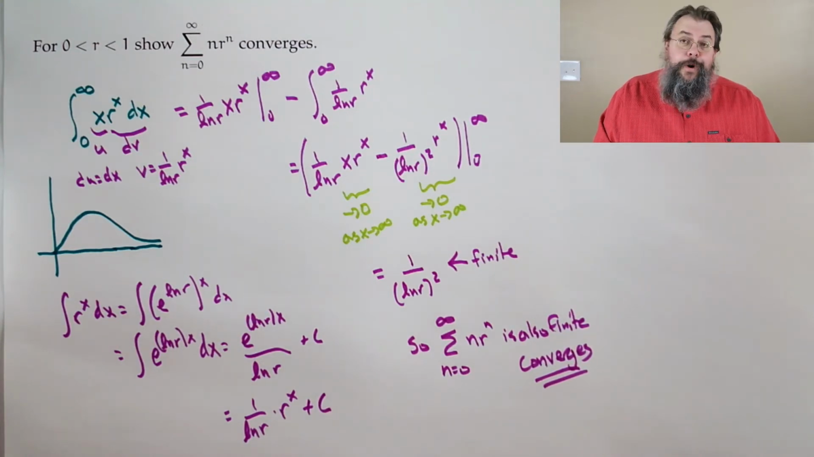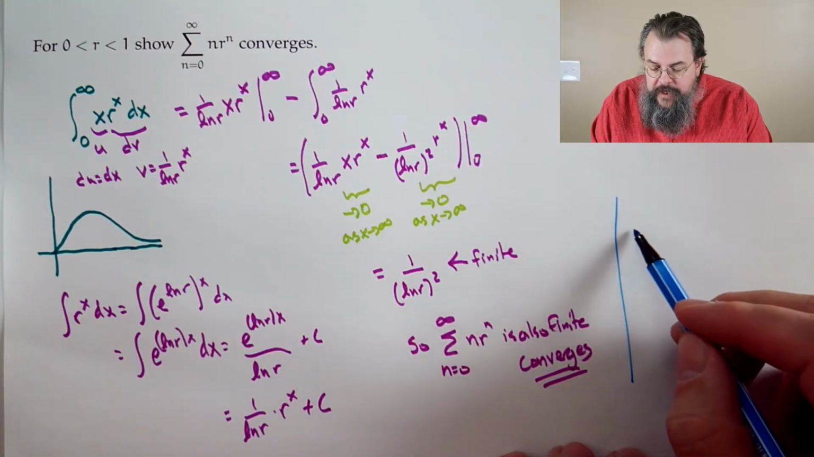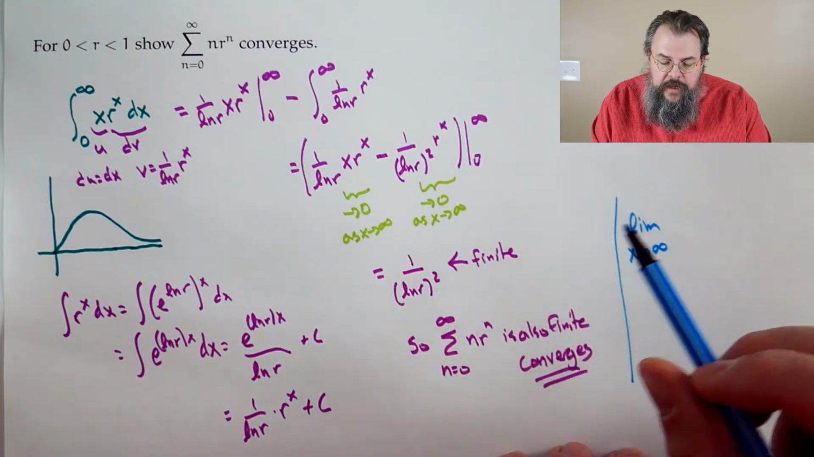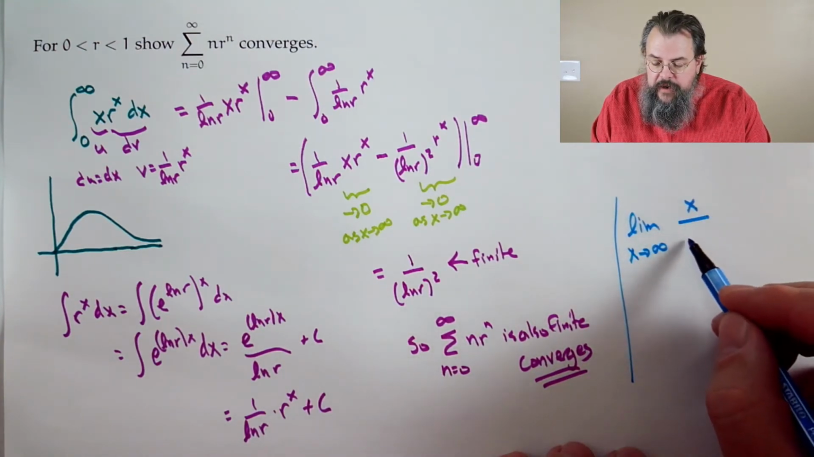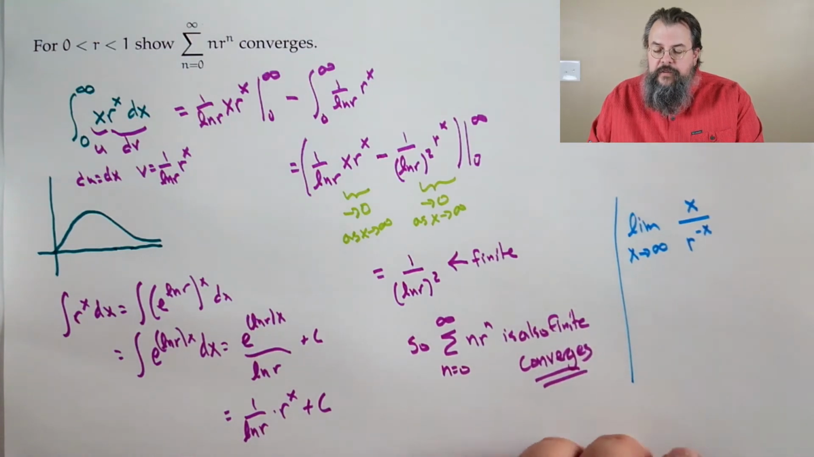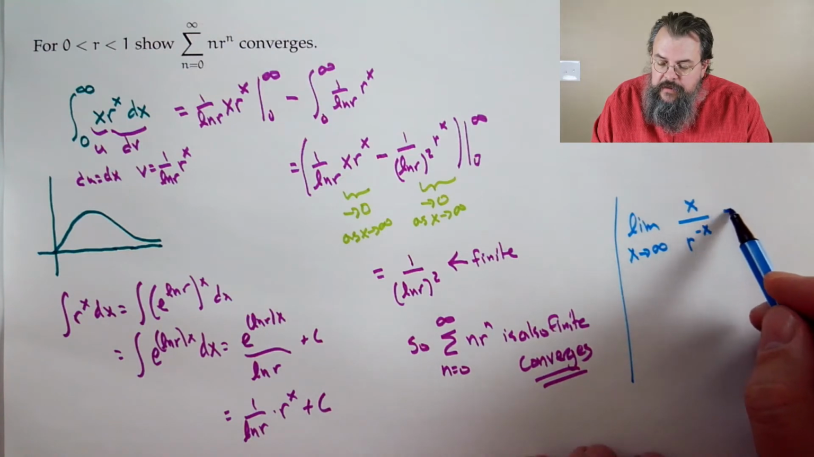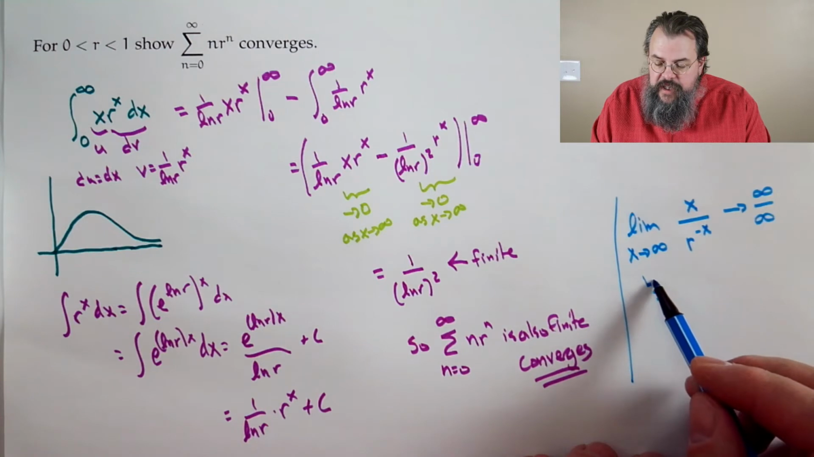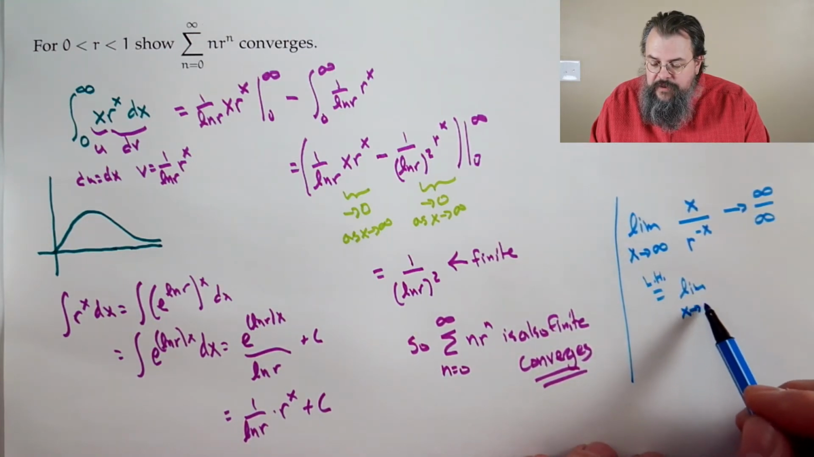Now, what if you aren't comfortable with the fact that x r to the x goes to 0? Well, no problem. You can think of a limit as x tends to infinity, and I'll write x r to the x as x over r to the minus x. So in other words, I'm just rewriting it as a ratio. And now you see this goes to infinity over infinity. Apply L'Hopital.